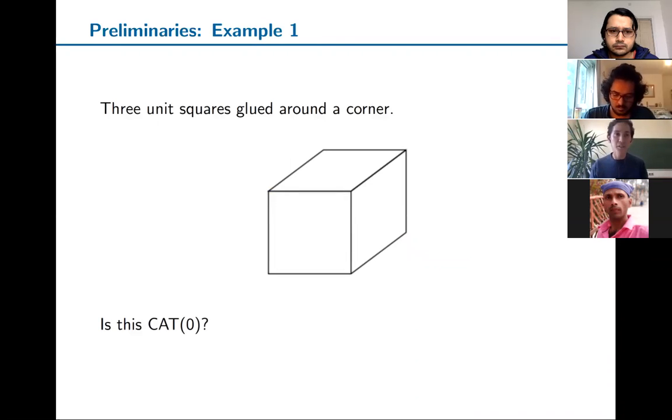So let's say you have 3 unit squares that are glued around a corner. So this is your space, so these 3 squares. And I ask you, is this CAT(0)? In order to check if something is CAT(0), you need to check if the triangles are thin or they are fat. If they are thin, your space is CAT(0).